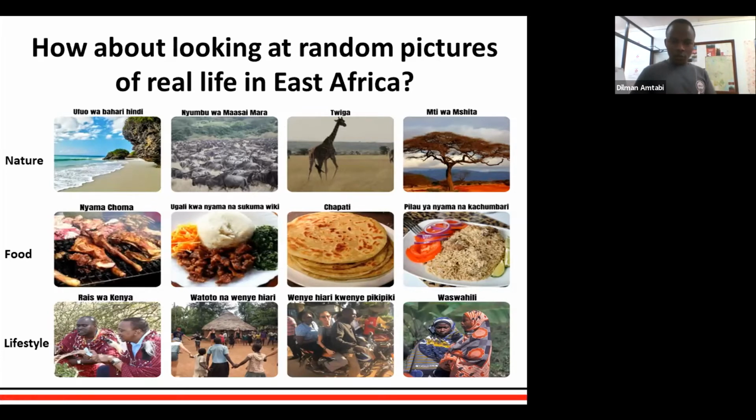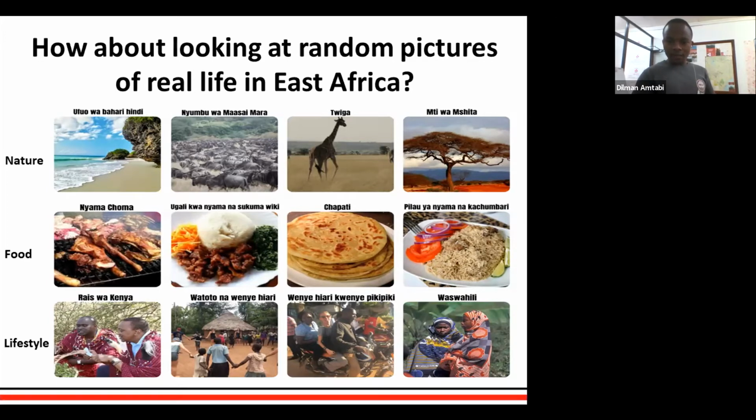This is very common. Another common food here is ugali. So here in the picture we have ugali and nyama. So we have ugali kwa nyama na sukuma wiki. So ugali is the starch. Then we have nyama, the meat, and sukuma wiki is the kales.